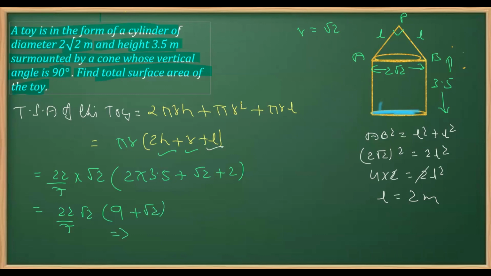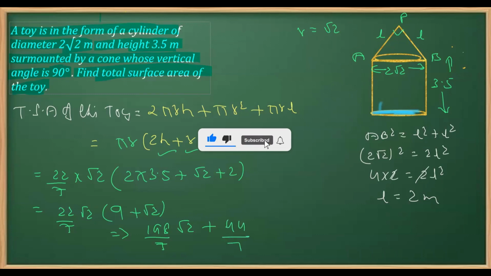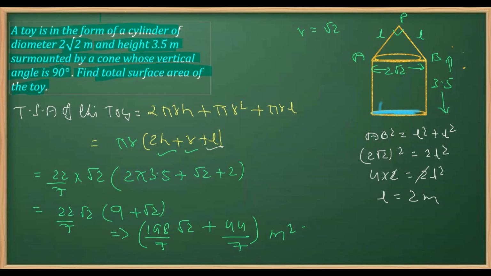Now for further simplification, we can open this bracket. So 22 into 9 is 198, giving 198 root 2 over 7, plus root 2 into root 2, which is 2, multiplied by 22 over 7, that's 44 over 7. I think we can leave the answer here, in meter square. As the value of root 2 is not mentioned, generally we leave the answer here. At most, we can take the LCM or something common. So this would be the answer in this case.